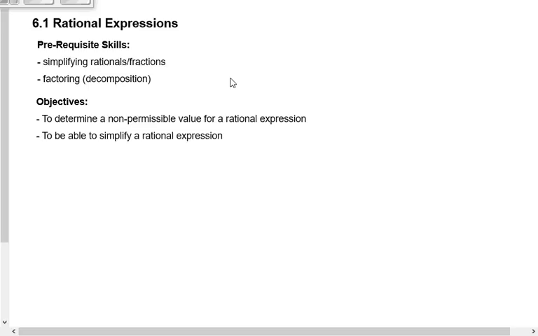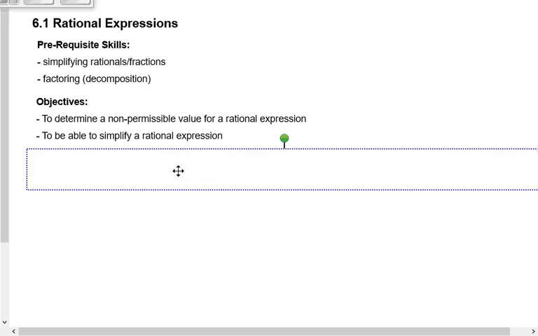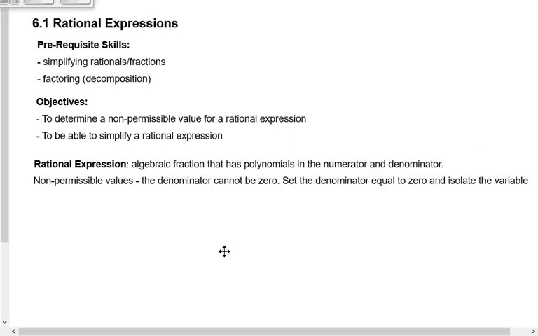Some of our objectives are that we need to determine a non-permissible value for a rational expression, and we're also looking at simplifying rational expressions. First we need to understand that a rational expression is just an algebraic fraction that has polynomials in both the numerator and the denominator. So we're working with variables here. They're going to be of varying degrees, and they're going to be monomials, trinomials, or binomials.